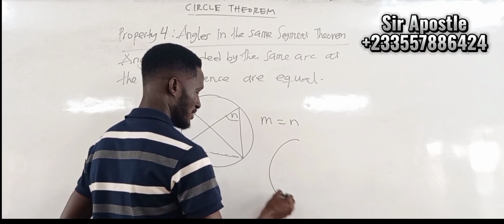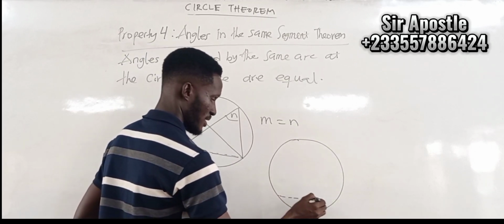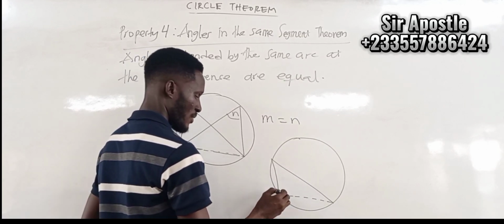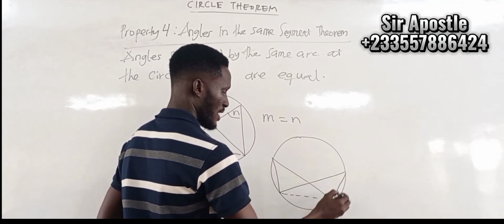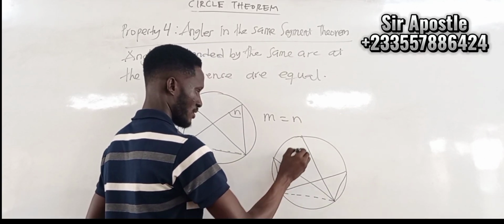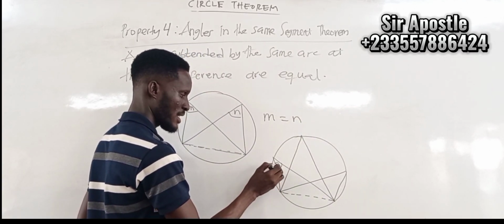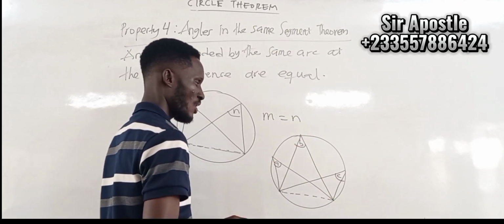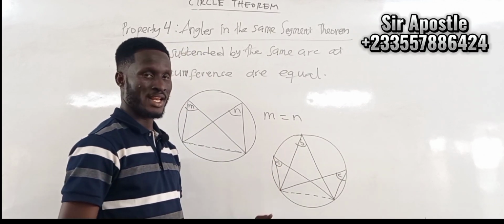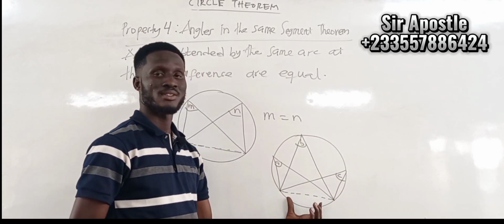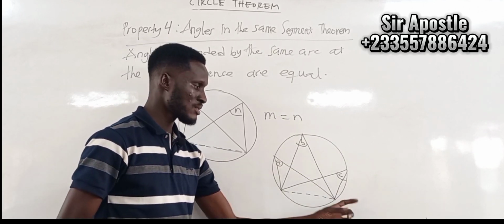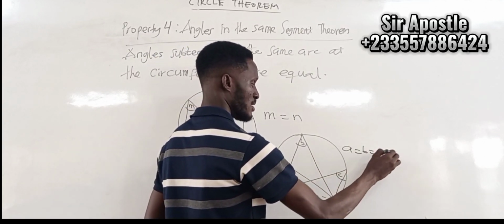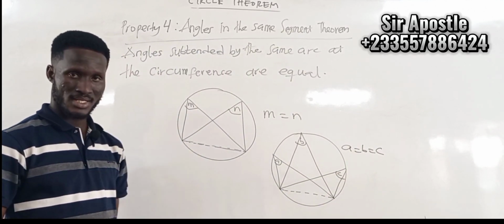So I can also have another one where the chord, one is forming an angle here, another one is forming an angle here, and then another one is also forming an angle here. So the angle at the circumference here is, let's say, A, the angle at the circumference here is B, the angle at the circumference here is C. So all these three angles are angles formed at the circumference of a circle from the same chord in the same segment. These three angles at the circumference of a circle are all equal. So it means A is the same as B is the same as C.